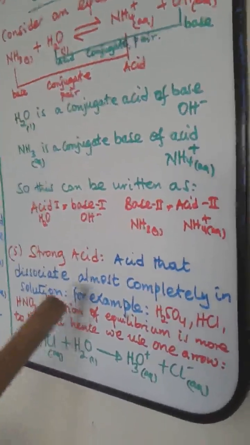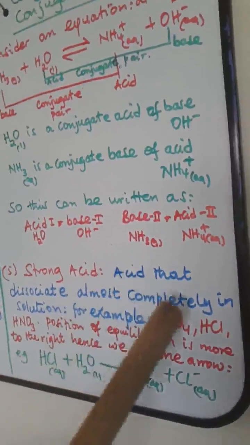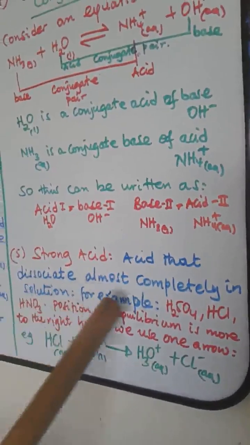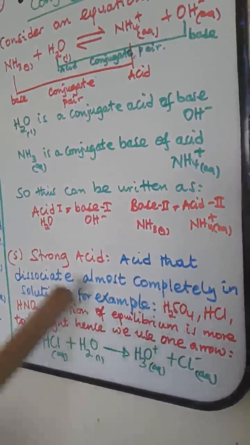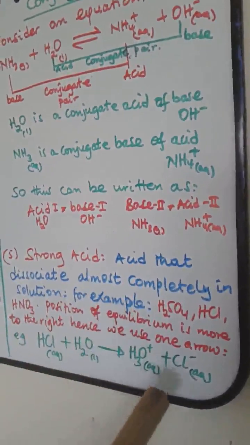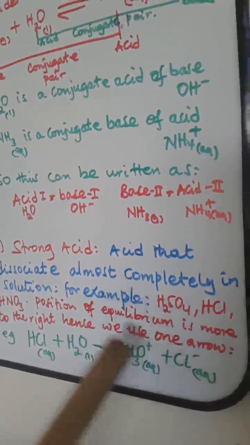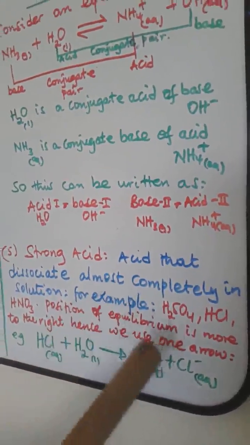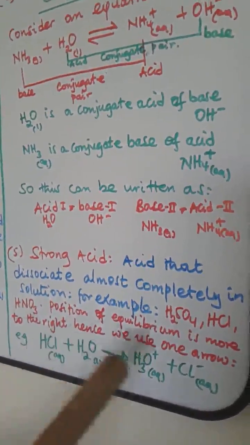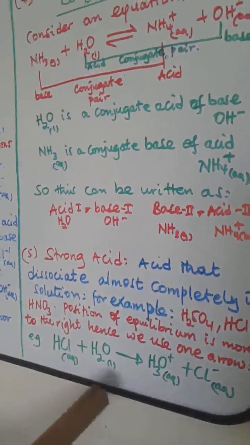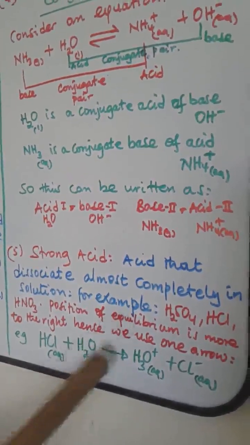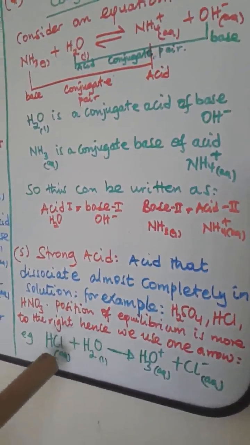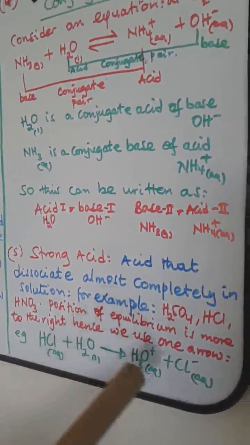Then number 5 is a strong acid. A strong acid is an acid that dissociates almost completely in solution. Examples of strong acids are sulfuric acid, HCl (hydrochloric acid), and nitric acid. In this case, the position of equilibrium will be more to the right hand side. We don't need to put a double arrow here, because almost completely the reactants will turn into products.